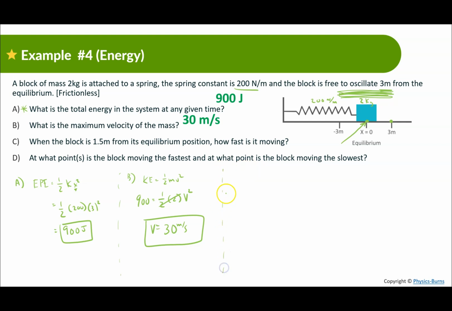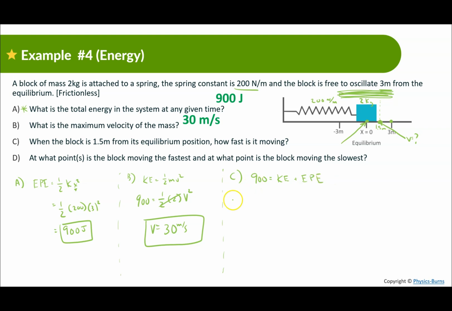Okay, part C. When the block is 1 meter from its equilibrium position, how fast is it moving? So we want to know when the block is right around here, 1.5 meters. We want to know how fast it's going when it's over here. When it's right here, some of the energy is going to be elastic potential energy, and some of the energy is going to be kinetic energy. So we should know 900 joules of energy, some of that is going to be kinetic energy, and some of that is going to be elastic potential energy.